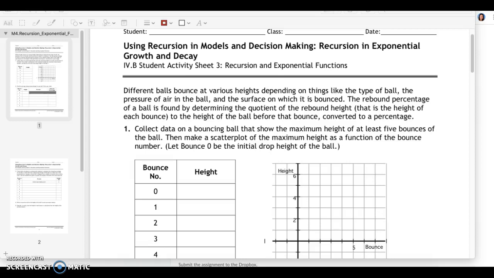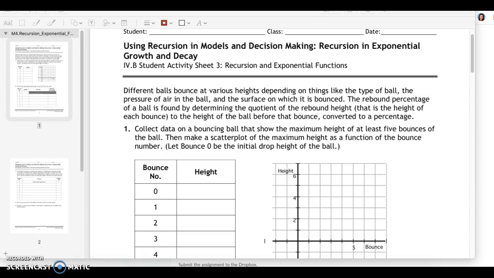Hi, this is a help video on your recursions and exponential functions task in Advanced Mathematical Decision Making B, or if you're in the AB course, this is in the Reasoning Using Math Models module.